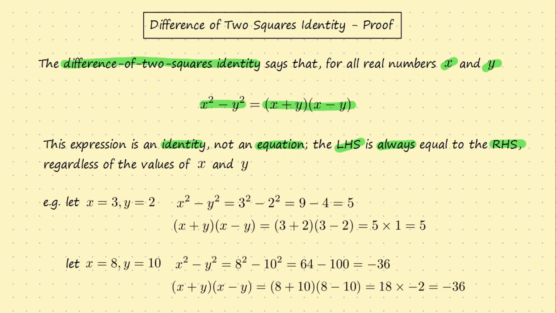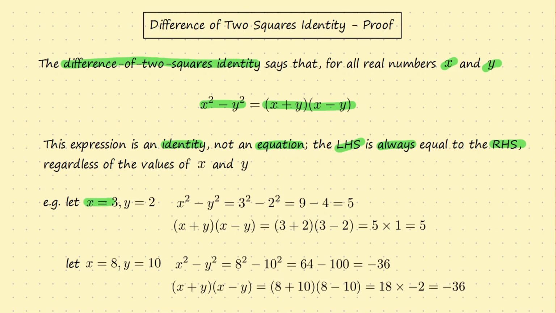and y you choose. The difference between an identity and an equation is that an equation is only true for some values of x and y. For an identity, the left-hand side is always equal to the right-hand side. We can check this identity for specific values of x and y.